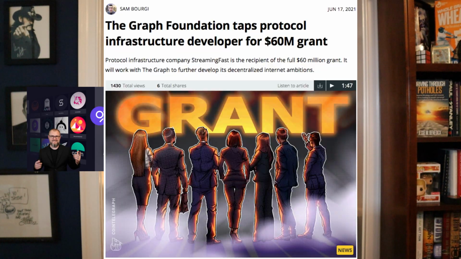Now, in terms of roadmaps and growth, a little bit of news. This article published just yesterday from Cointelegraph mentions that the Graph Foundation is tapped streaming fast with a $60 million grant to further develop Web 3.0 by providing The Graph ecosystem with its infrastructure platform, core IP, and API products.